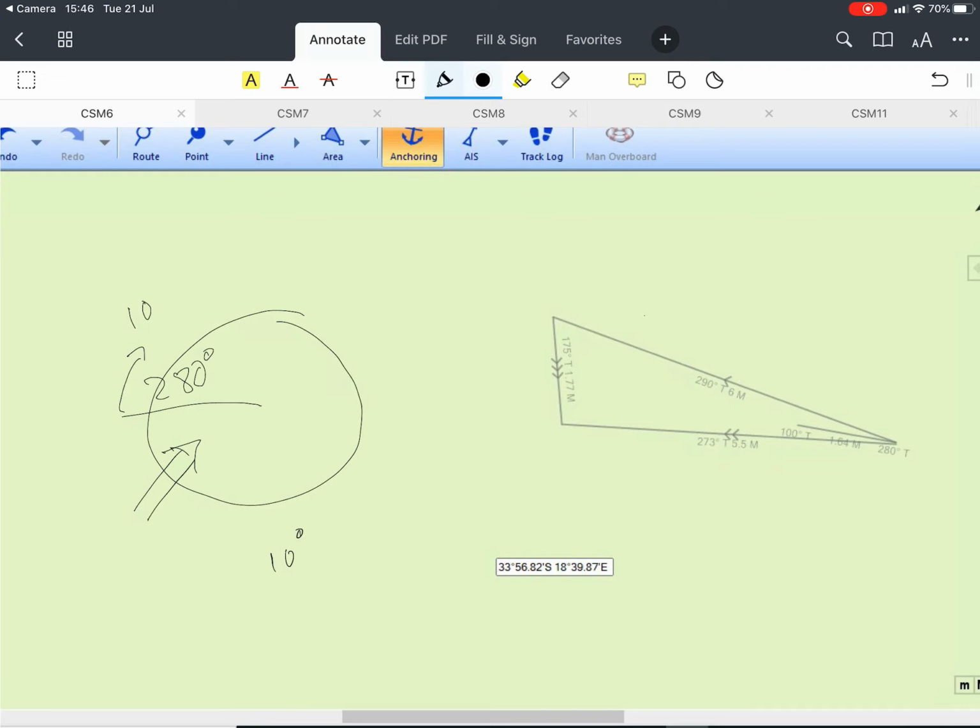The log read 6 miles, so we thought we had gone 6 miles. But it turns out when we compared it to our course over ground of 273 and 5.5 miles, we'd actually ended up doing less. So the answer here is 175 degrees is our set, and the rate is 1.77 knots of tide. Okay, move on to question 7.